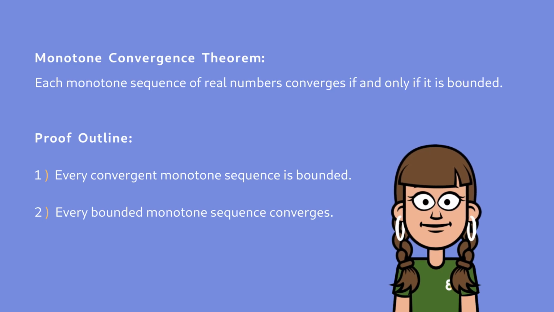It has 2 parts. Since the theorem uses the phrase "if and only if," we prove that if the sequence converges, then it's bounded. And in a separate step, we also prove bounded monotone sequences do converge. For our proof sketch, we're just going to consider sequences that are non-decreasing. An analogous argument can be used for non-increasing sequences.